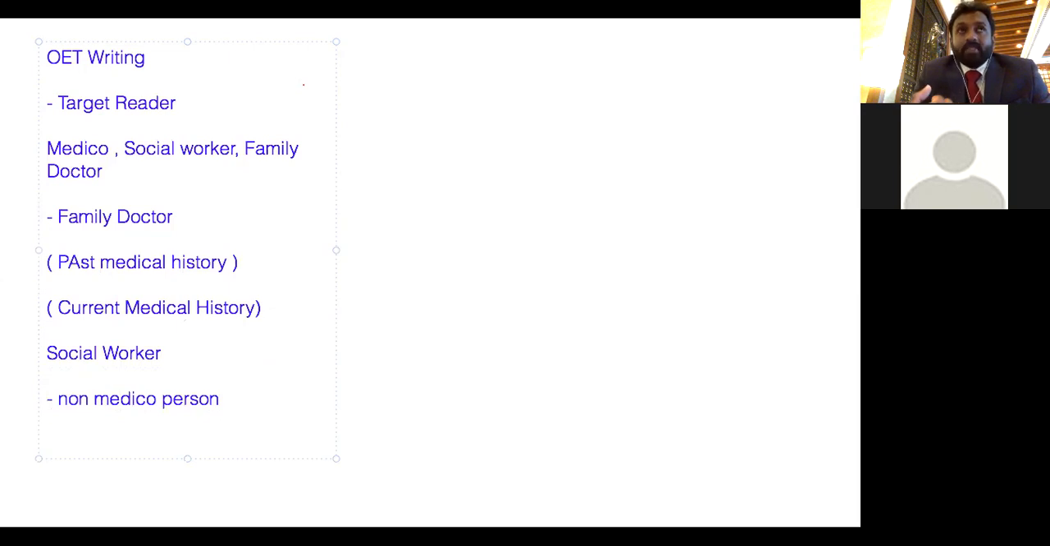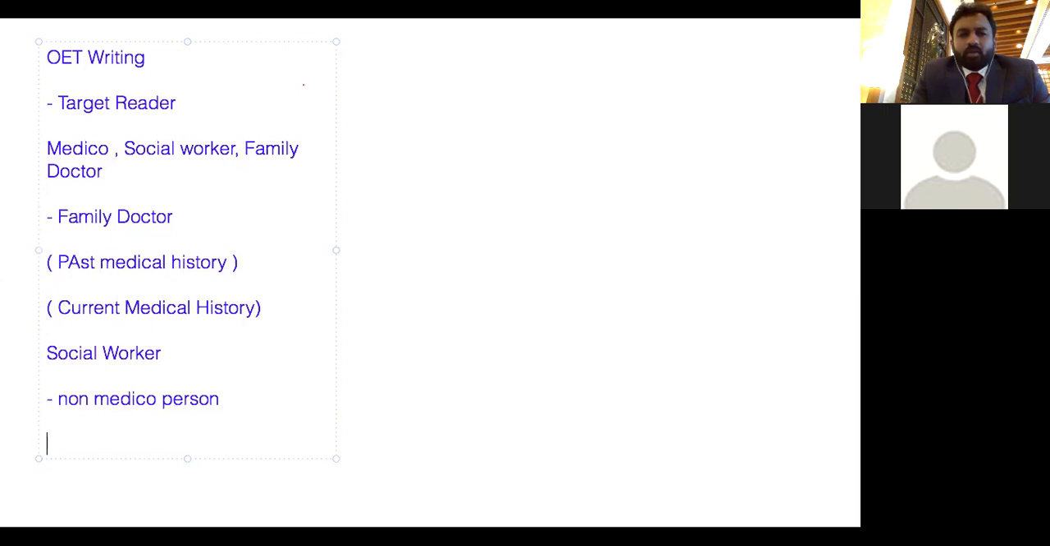or anything more, like for example, the patient had a fracture, or the patient had an amputation. This is something more precise which a person should know. Even if he's a non-medical person, he can understand what an amputation is or what a fracture is.